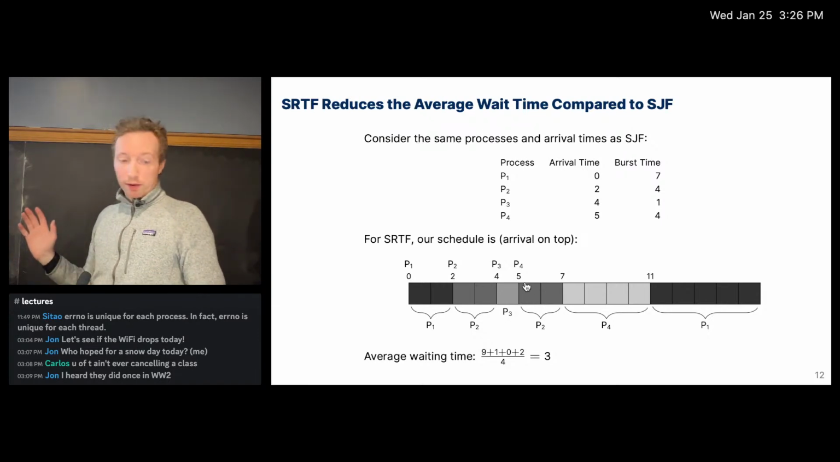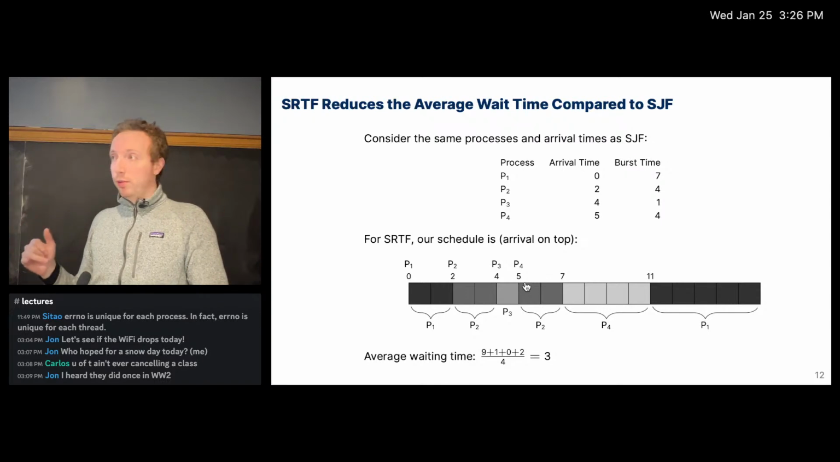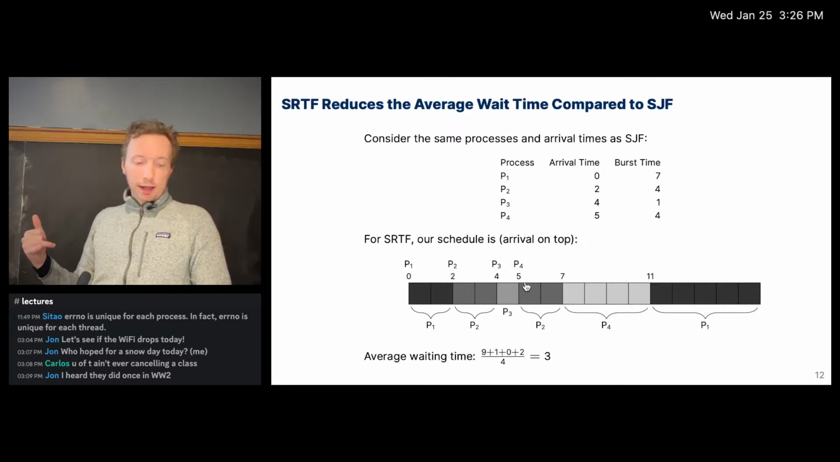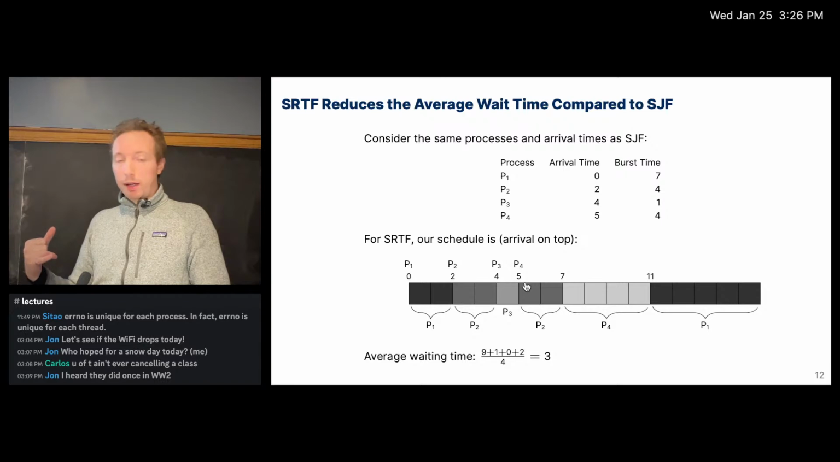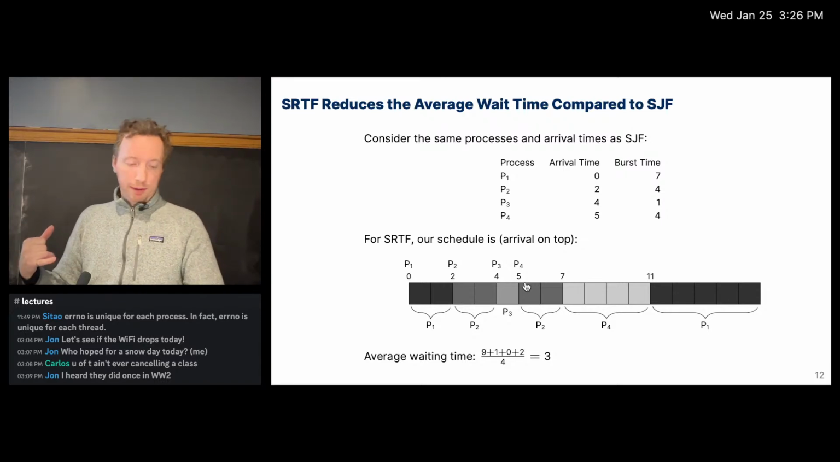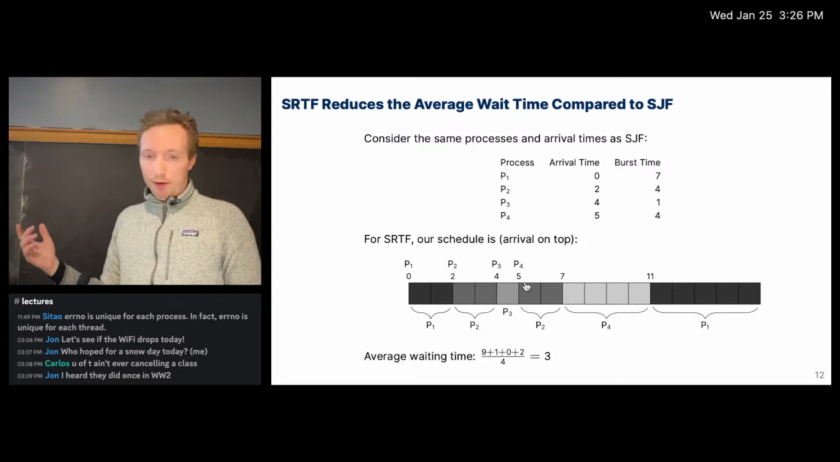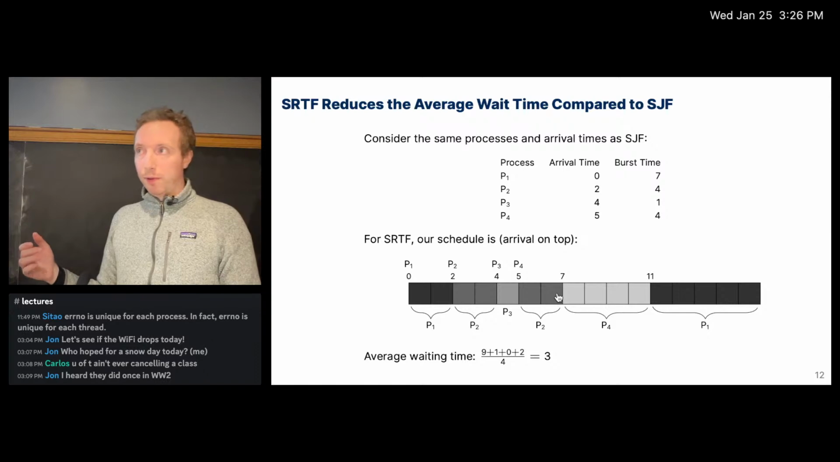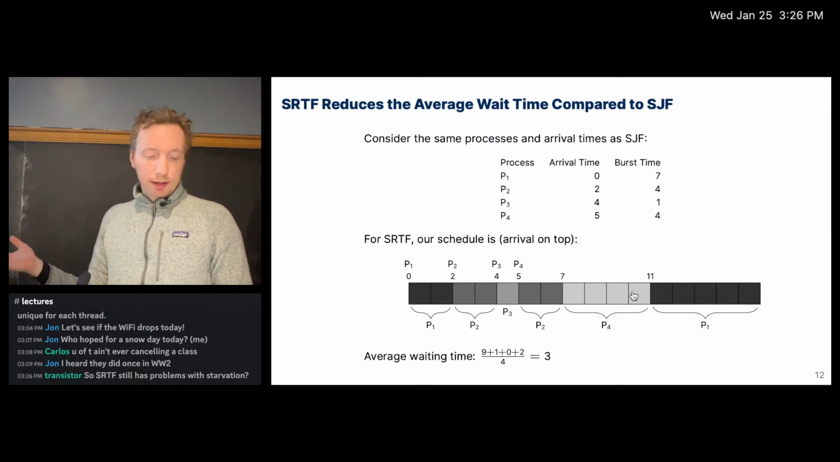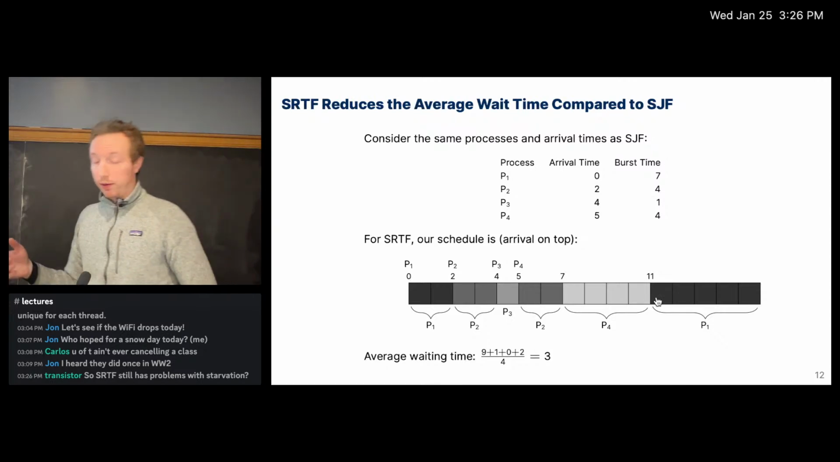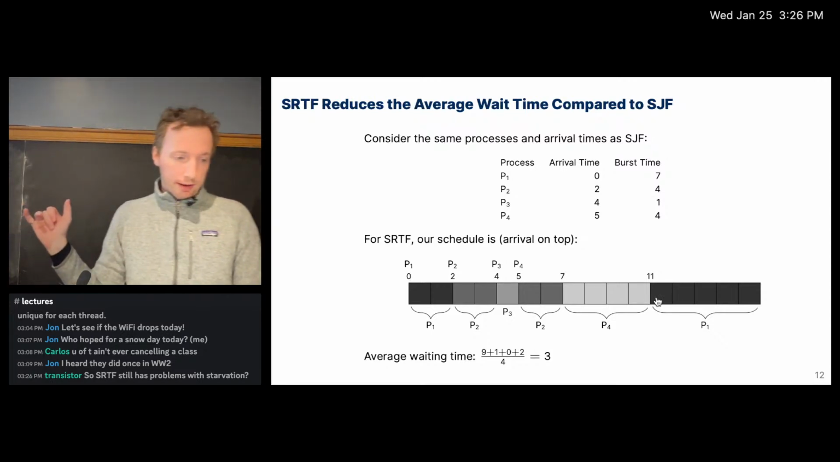In this case, there's no tie. Process 2 has 2 time units remaining. Process 4 now has 4 time units remaining, and process 1 has 5 time units. So we'd pick process 2, runs for 2 time units, and then process 4 would go next, run for its 4 time units, and then at time 11, process 1 would end.